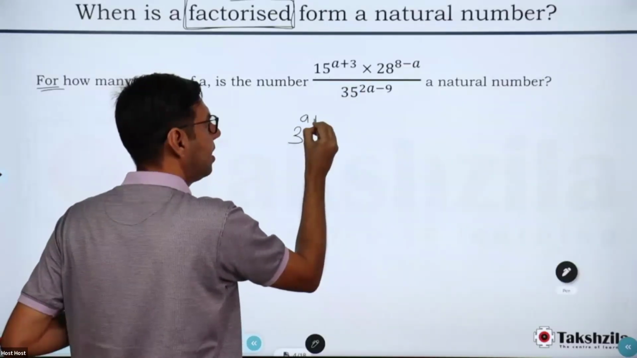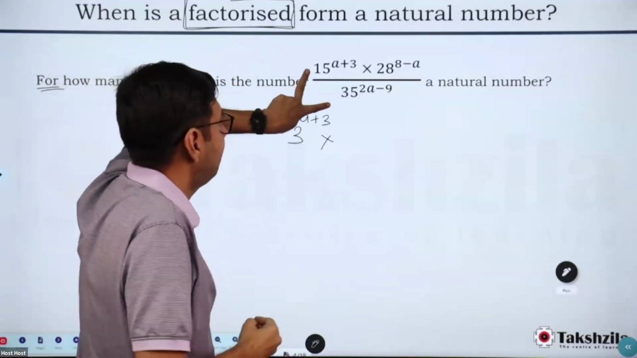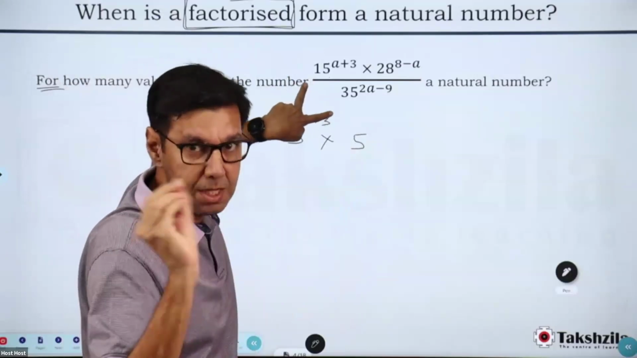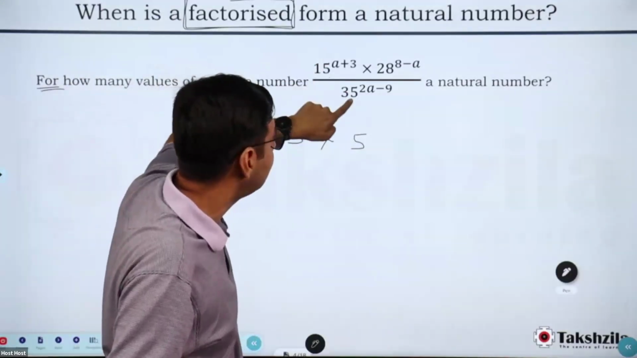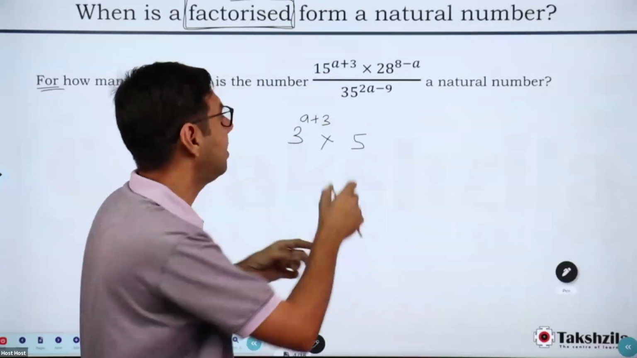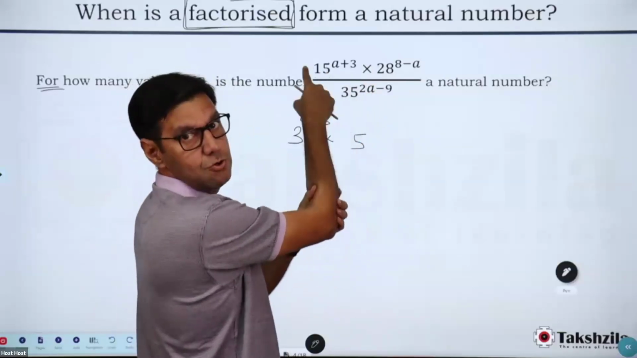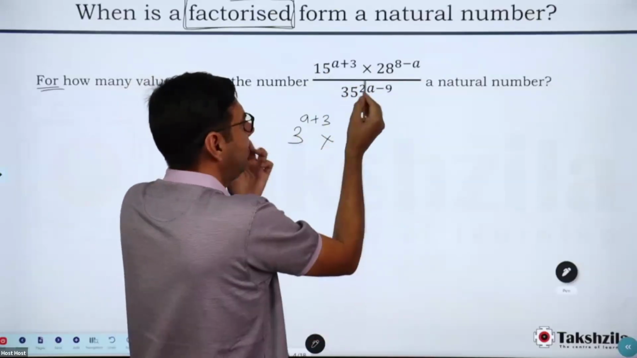A plus 3, that's the power of 3. Then I see a 5. And now don't copy me, please do the pencil work yourself. I've given you the path. There's a 5 here also. So when the denominator goes to the numerator, the index will become negative. I'm writing it in one go. You can confirm whether it's correct or not. Keep your pencil, pen, everything handy.